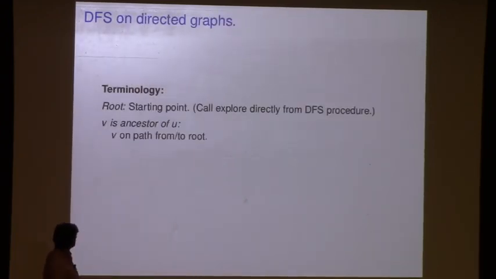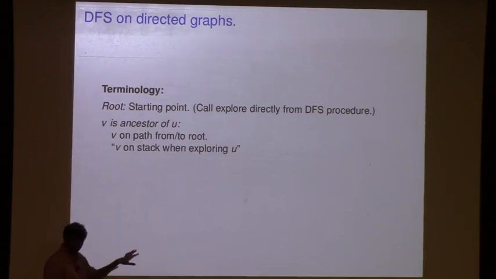V is an ancestor of W. V is on the path from or to a root, depending on which order you're doing it. V is on the stack when exploring U, if you want to think about the stack. So when we think of depth first search, we think about the action of a stack. We're pushing stuff on, we're taking stuff off. Okay, we're thinking about recursion that way.